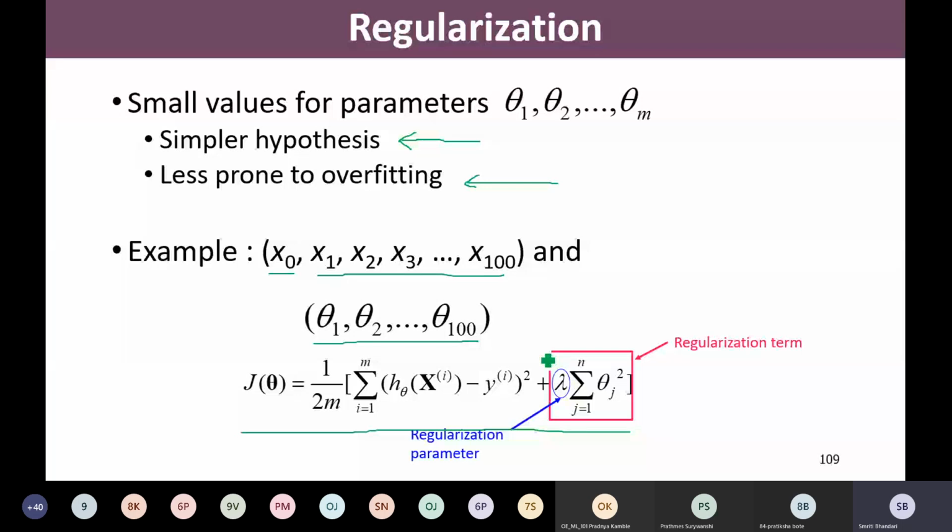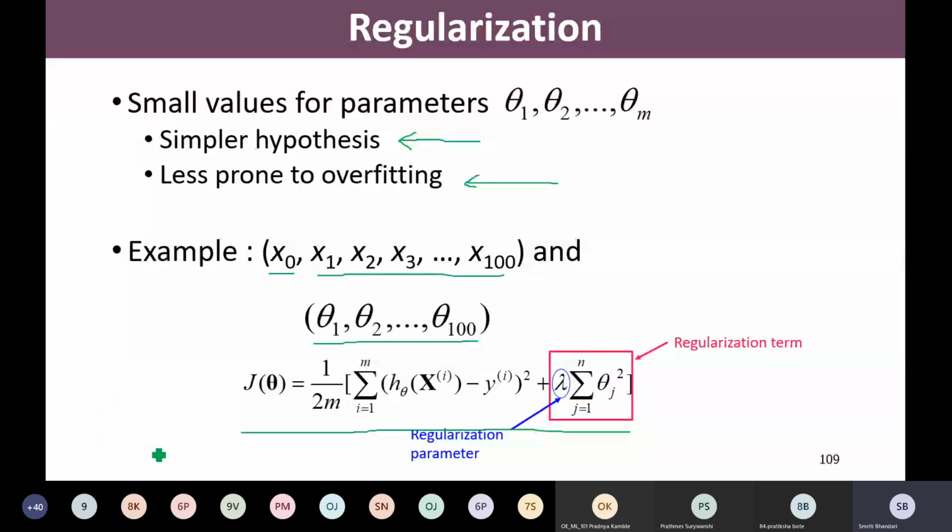There are several ways to select this lambda parameter. Right now we are not going to focus on that, but the only thing you should keep in mind is that the regularization term will help us address overfitting, and the lambda value, that is the regularization parameter, needs to be selected very carefully. That is the essence that you should remember.